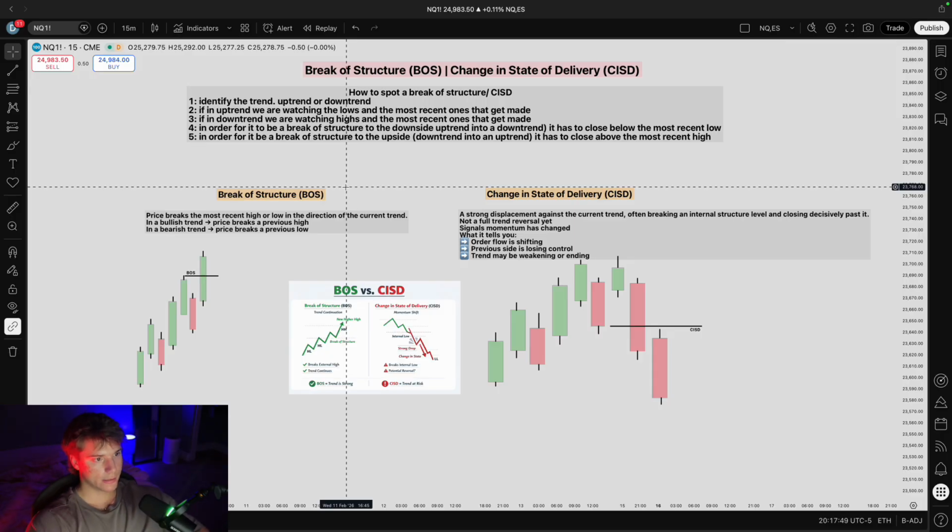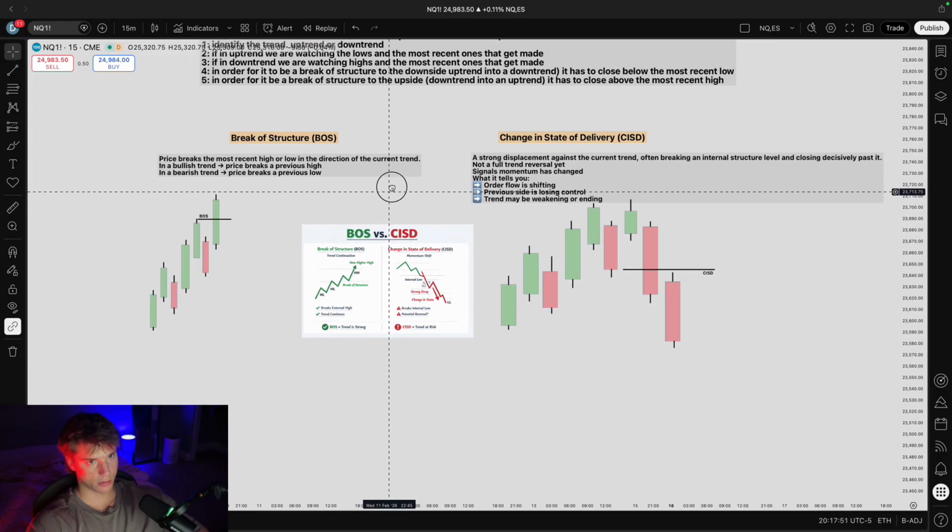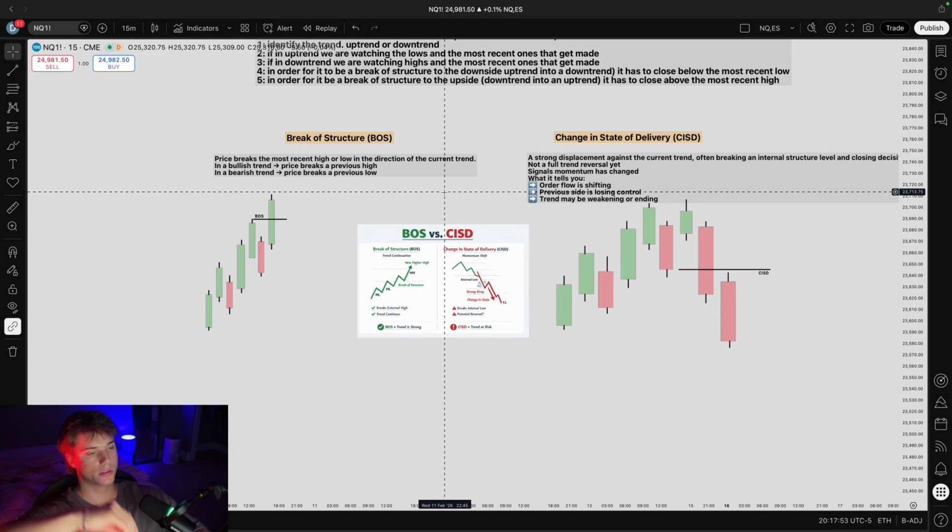So getting into break of structure, the way you can differentiate a break of structure versus a change in state of delivery is that a break of structure is going to be a continuation of a trend. So for a break of structure, you have the original high here.